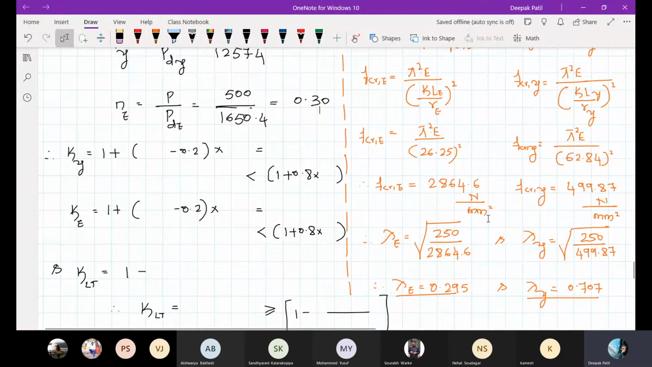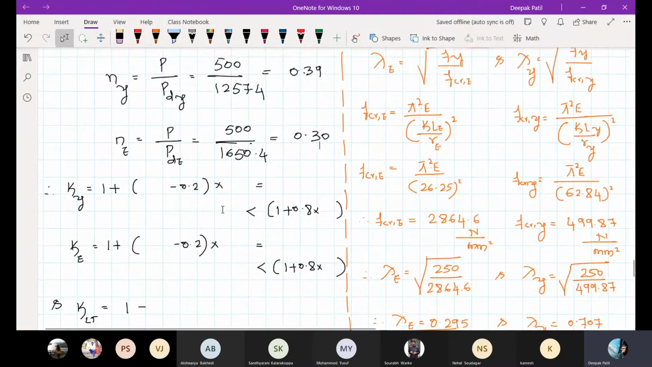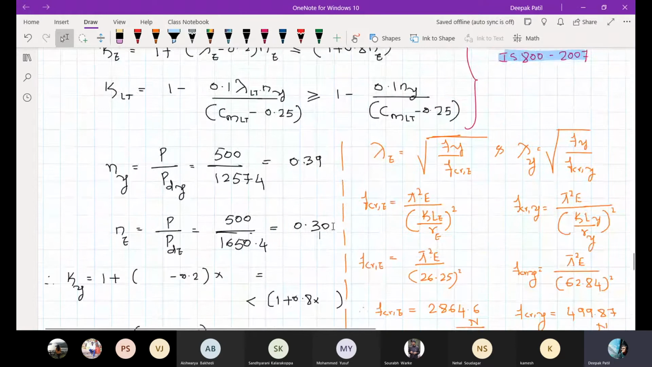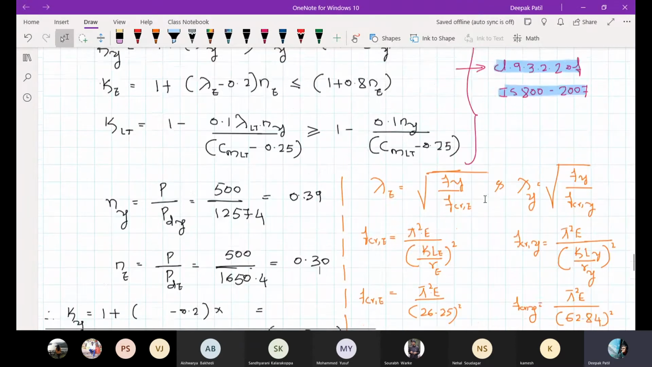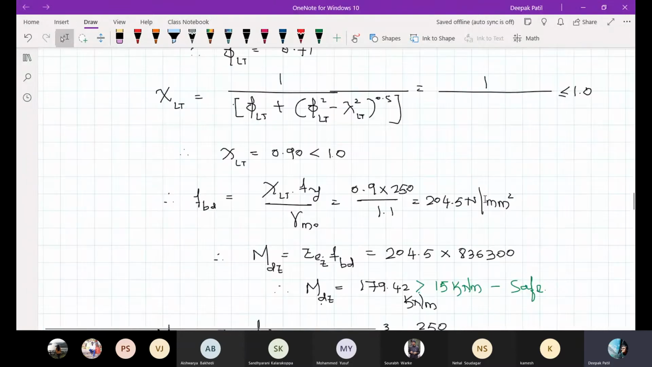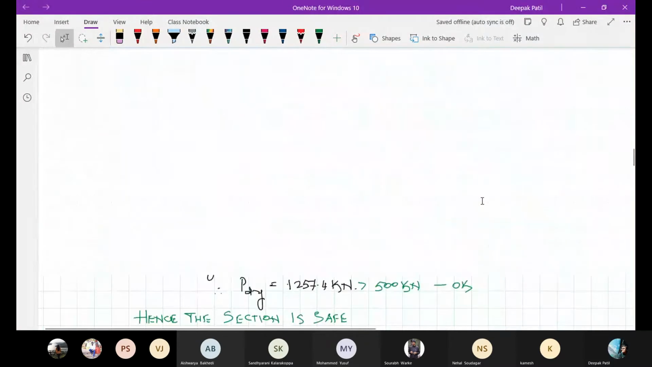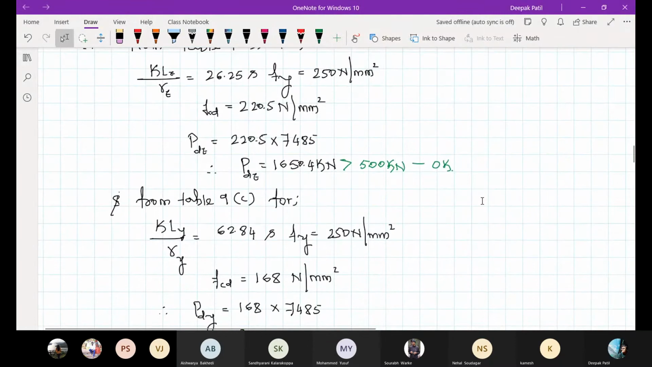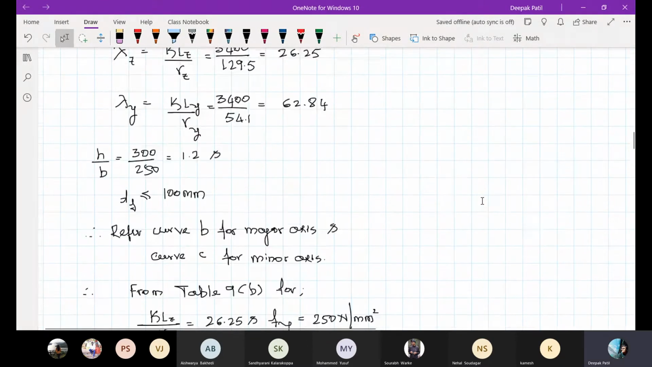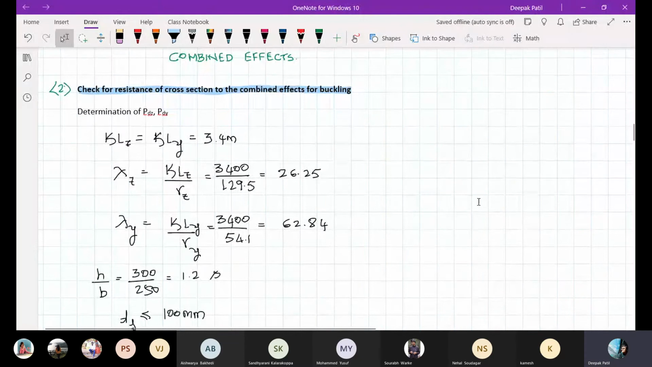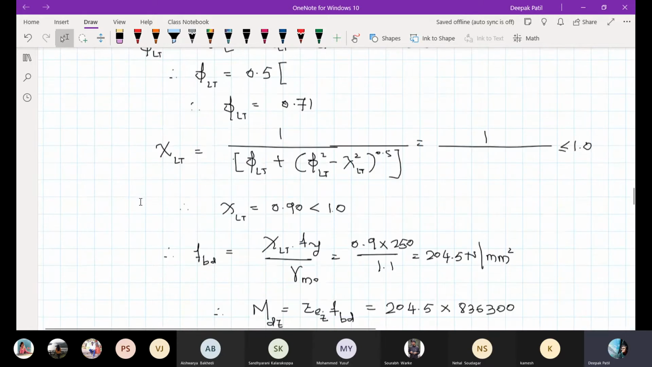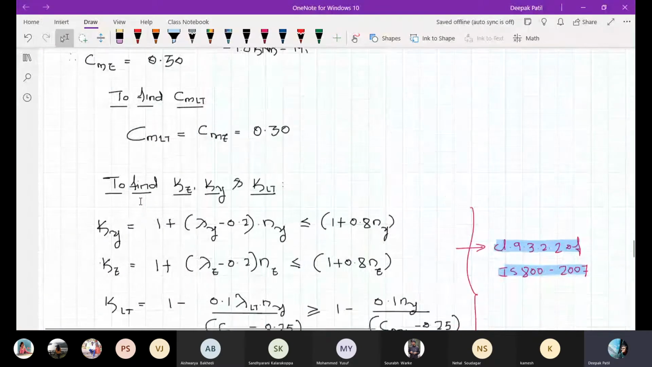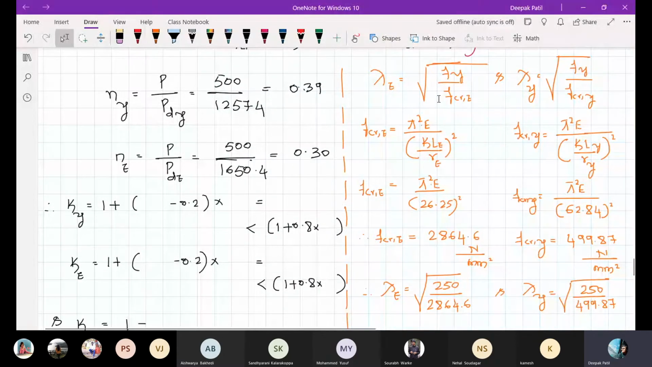So in this procedure, you have to calculate lambda z and lambda y, which I'm going to use to calculate ky and kz. So don't get confused with the lambda z and lambda y here. You can see here this lambda z and lambda y, right? This is not the same as the below one to calculate ky and kz. That is a different one. You have to use this procedure.